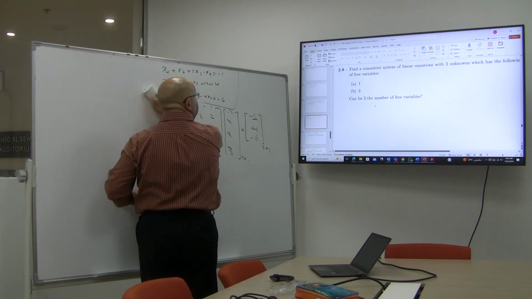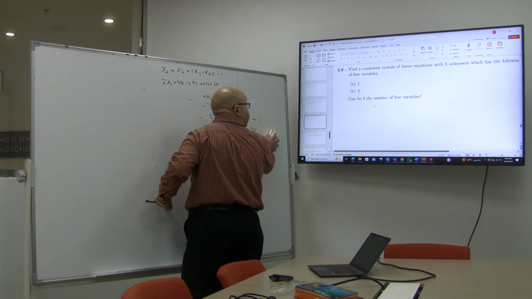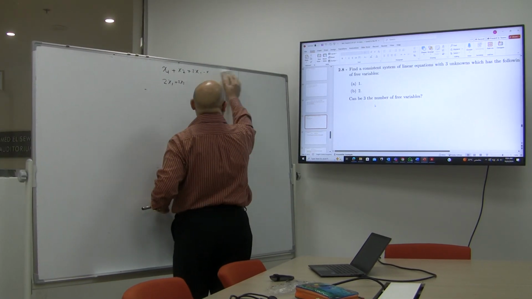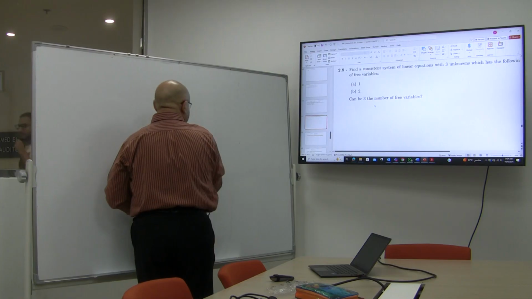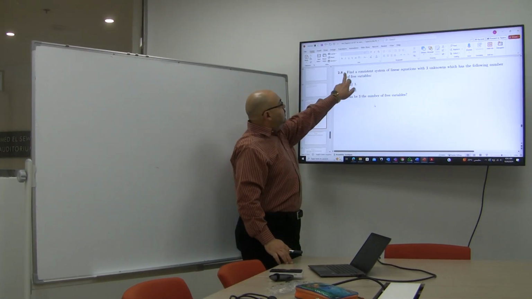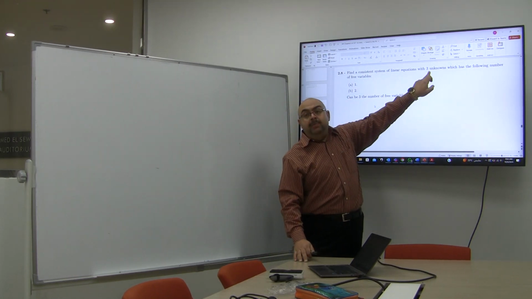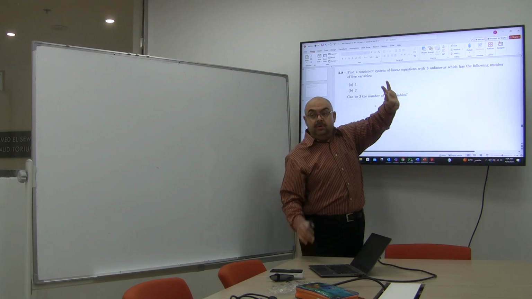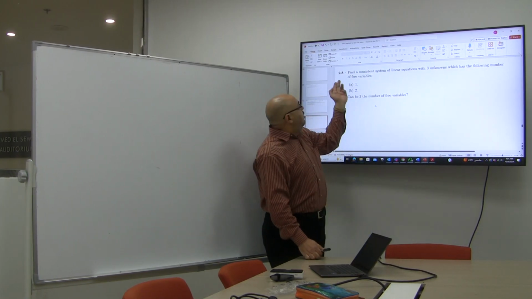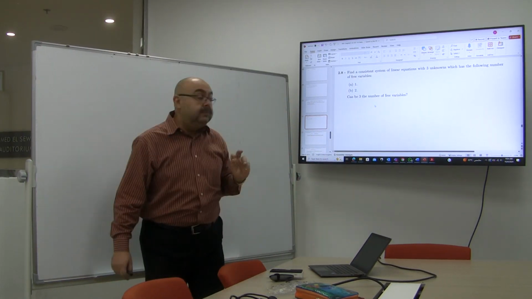بص بيقول: find a consistent system of linear equations with three unknowns. خلي بالك، with three unknowns. كل كلمة count. بيقول find a consistent system of equations with how many unknowns? Three unknowns. خلي بالك، بيقول لك which have the following number of three variables. يعني three variables، ممكن يبقى أي حاجة.